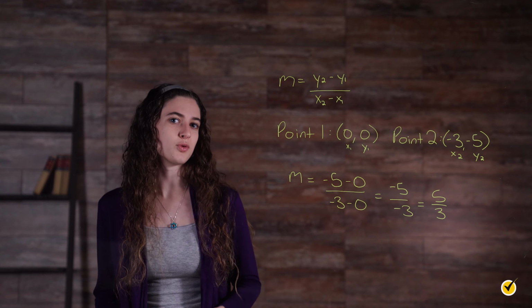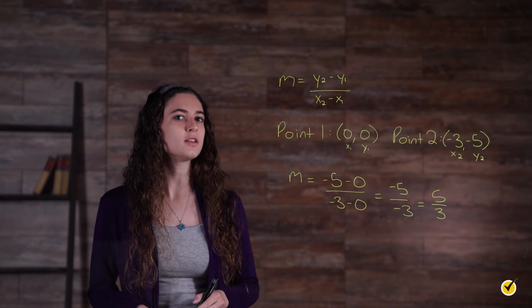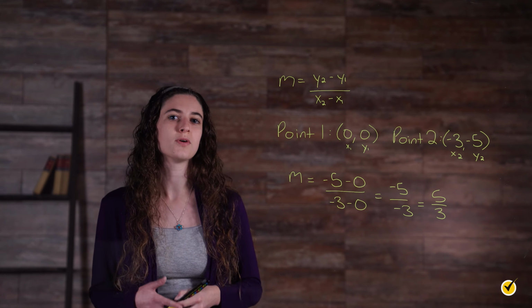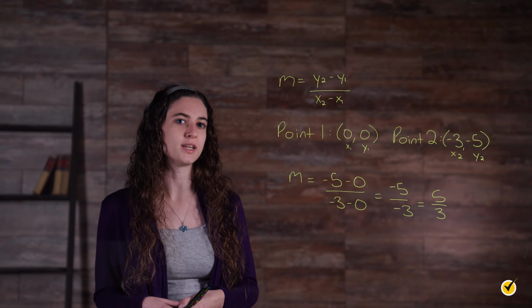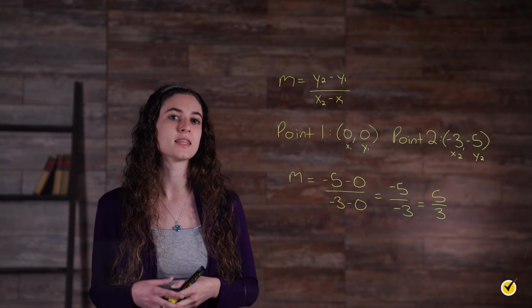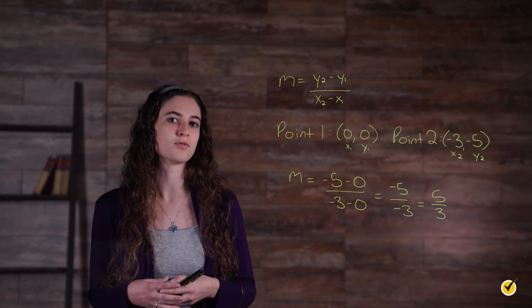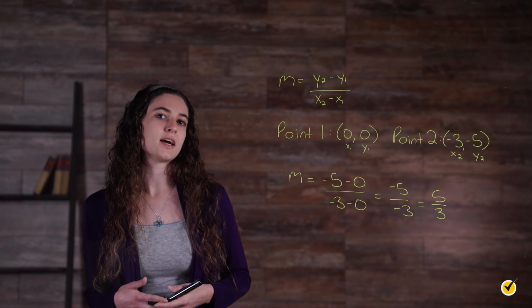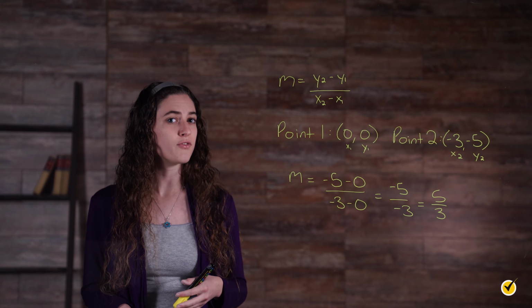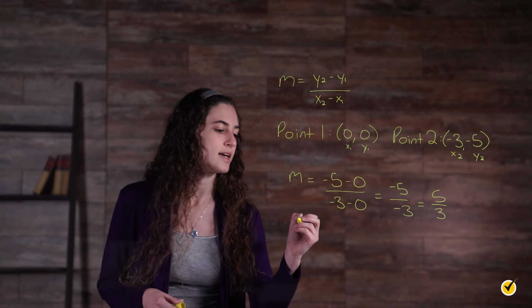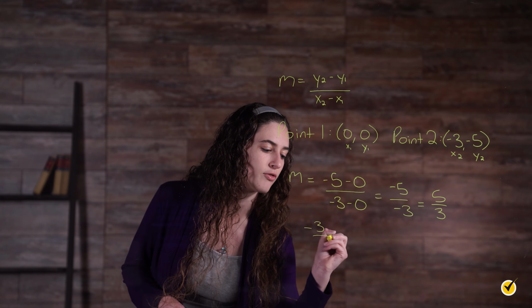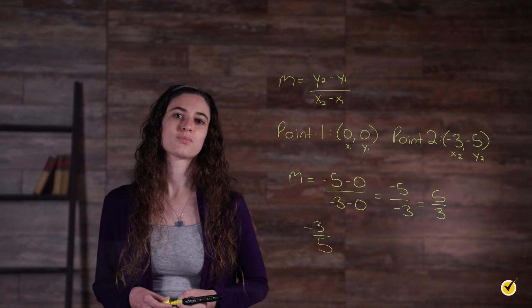So we found the slope of the radius, but that's not the final answer because we're trying to find the slope of the tangent line. Since the tangent line is perpendicular to the radius, we can find it by taking the negative reciprocal of the slope of the radius. Finding the negative reciprocal just means that we flip it over and change the sign. So the slope of the tangent line is -3 over 5. That's all there is to it.